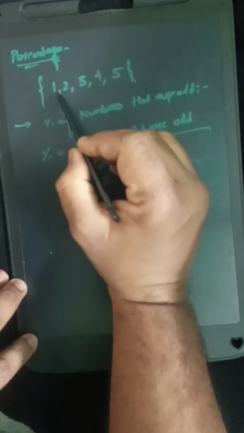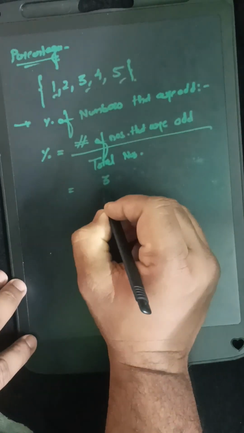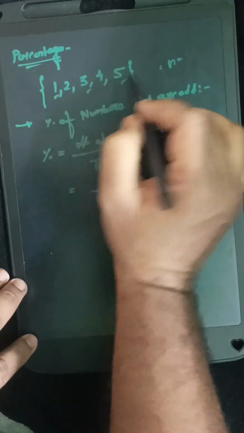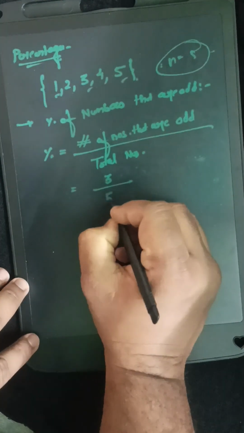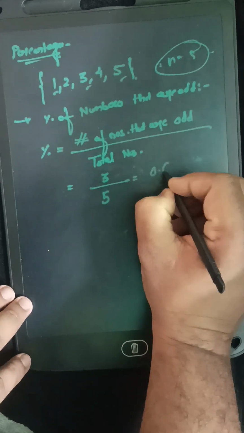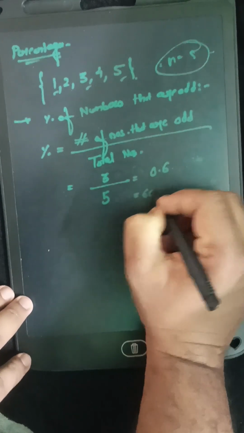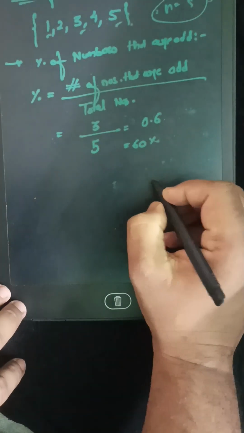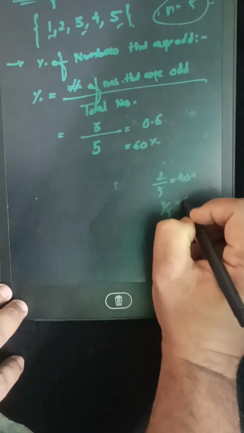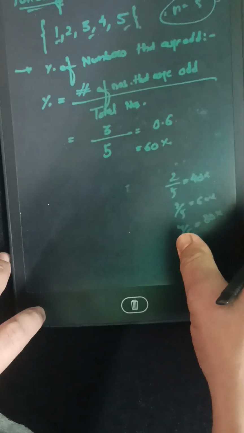I guess, see how many are odd: 1, 2, 3. Therefore 3, divided by how many are the total numbers? So n is equal to 1, 2, 3, 4, 5. So let's put it up here, 5, and this comes out to be 3 by 5 is equal to 0.6. So 0.6 is equivalent to 60%. I think we know this kind of data, like 2 by 5 is equal to 40%, 3 by 5 is equal to 60%, 4 by 5 is equal to 80%. This we shall memorize.